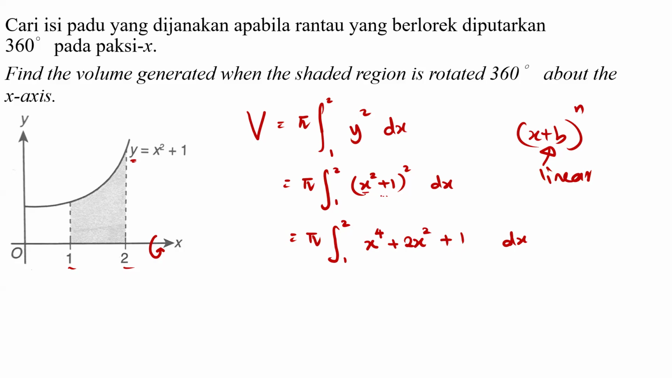Okay? Square of the first term, plus 2 times x squared times 1. Yeah, 2 times a times b. And then plus the square of the second term. Okay? Now everything's ready. Integrate. So we have pi, x to the power of 5 over 5 plus 2x cubed over 3 plus x. Make sure your 5 and 3 are written clearly.